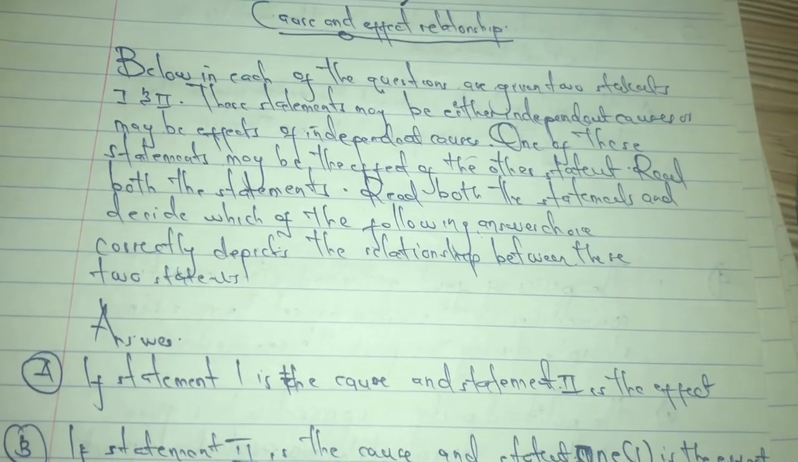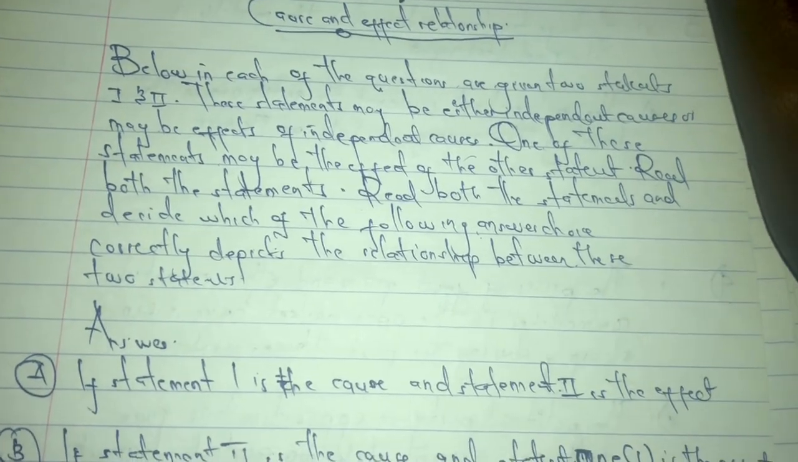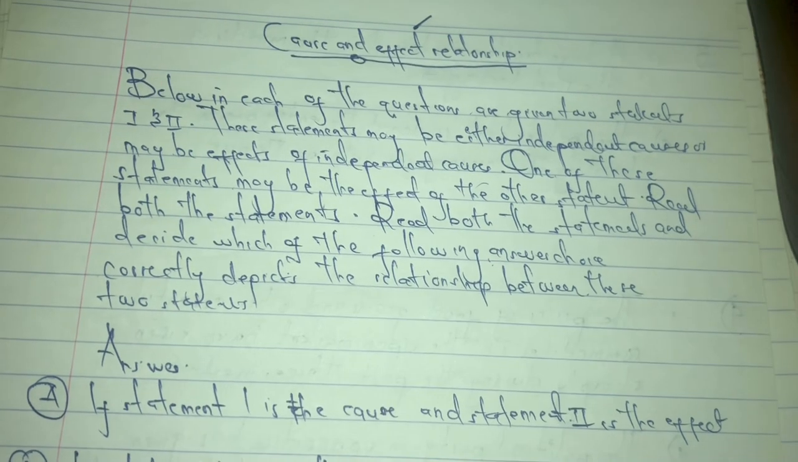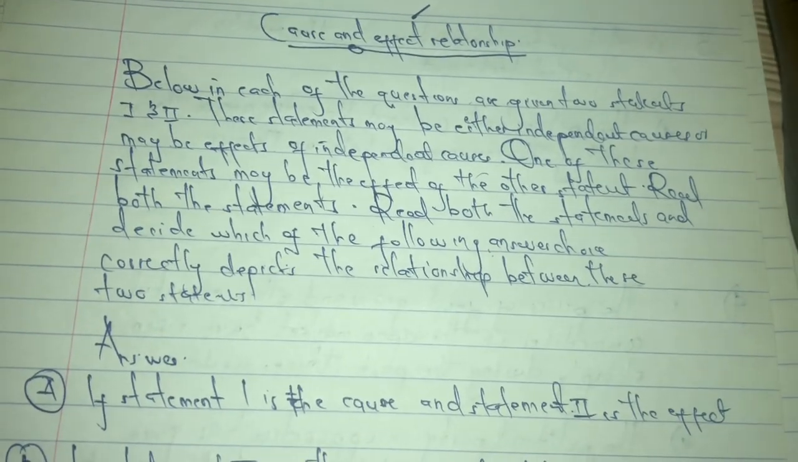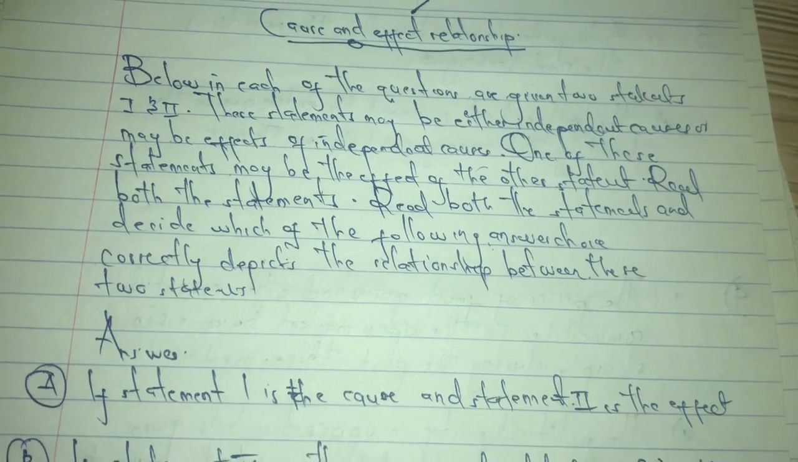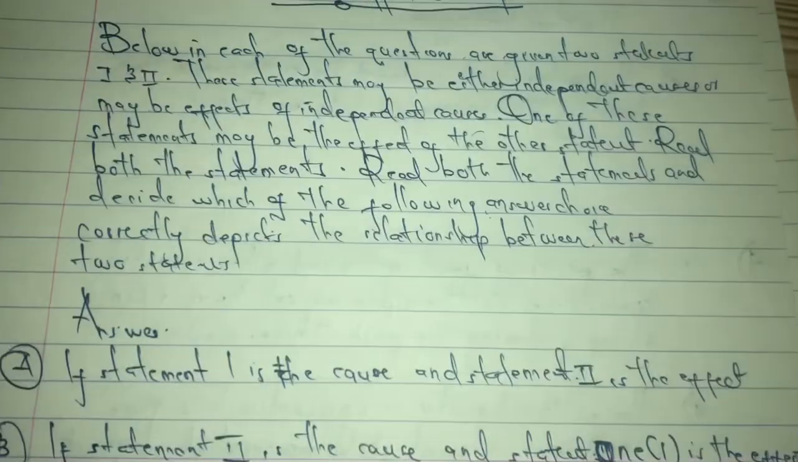So what you have to know here is the difference between a cause and an effect. An effect is the outcome of a given decision. It can be either positive or negative. So let's try it out.